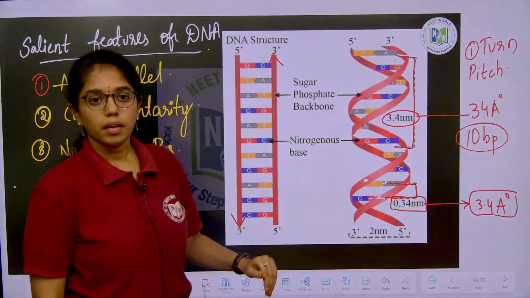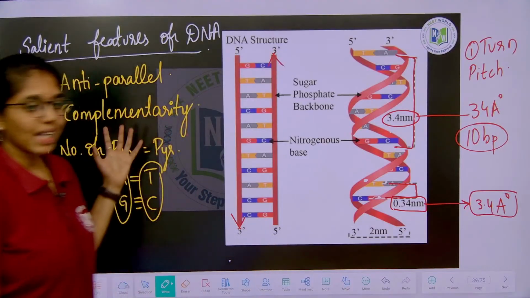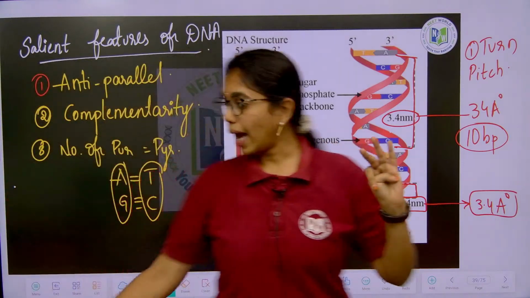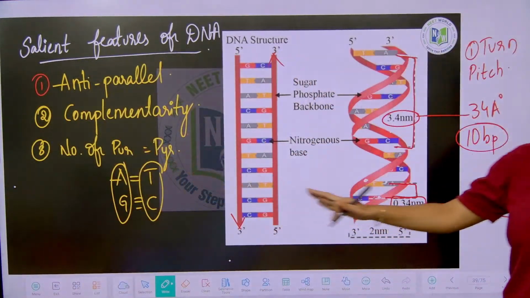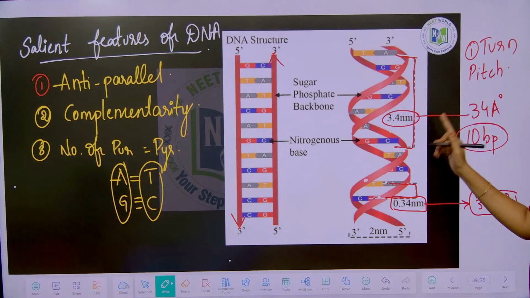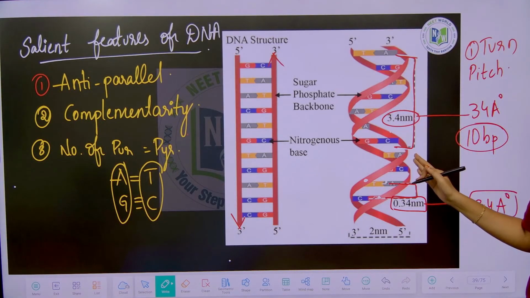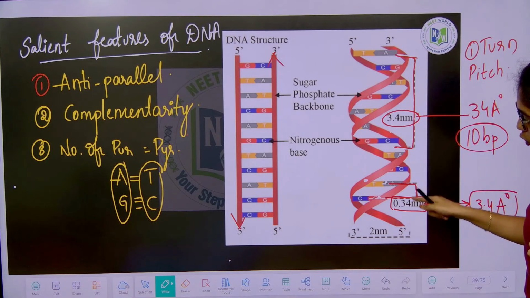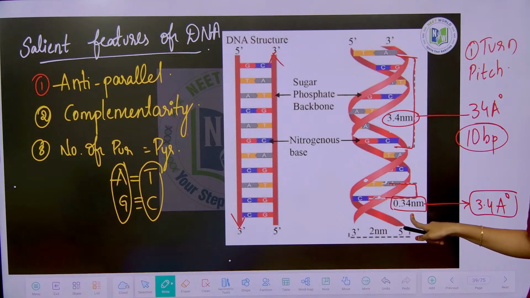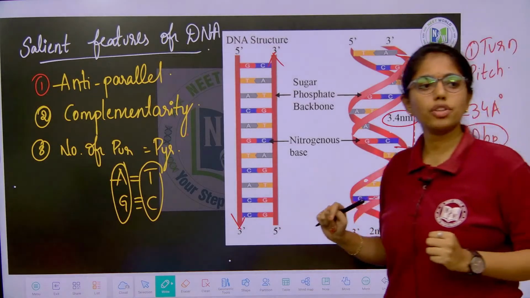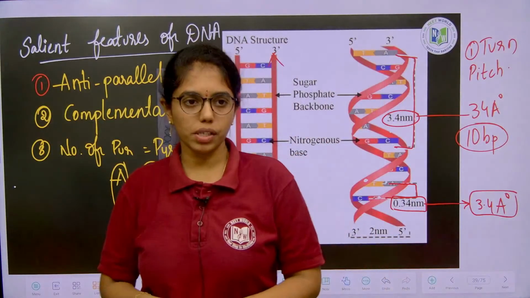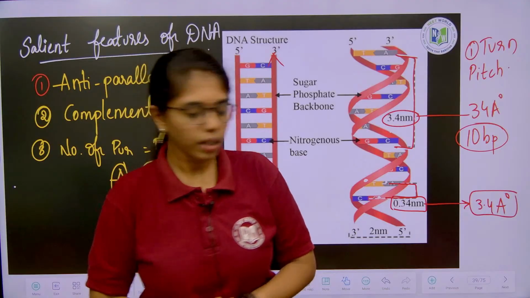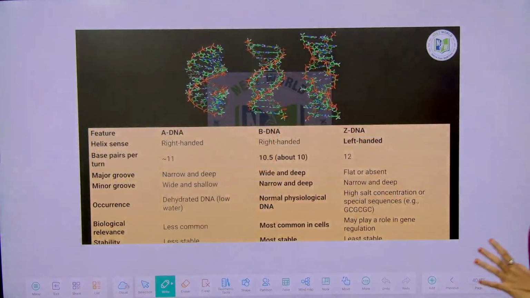Okay, these are the salient features of DNA. Anti-parallel nature, complementarity. Okay, and number of purines is equal to number of pyrimidines. One complete turn or pitch will have how much length of DNA? 3.4 nanometers or 34 angstroms, and distance between two base pairs is 0.34 nanometers. How will you calculate the length of DNA? Based on number of base pairs. Number of base pairs will give you the length of DNA. Got it?